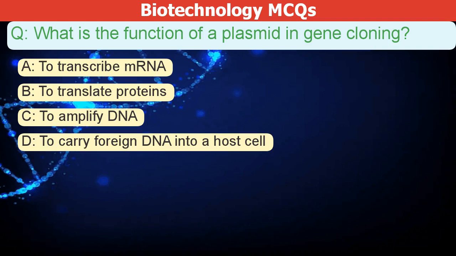What is the function of a plasmid in gene cloning? A. To transcribe mRNA. B. To translate proteins. C. To amplify DNA. D. To carry foreign DNA into a host cell.